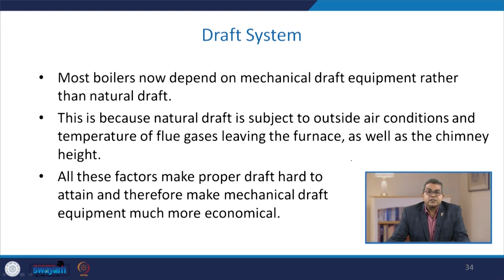Now, let us talk about the draft system. Most boilers now depend on mechanical draft equipment rather than natural draft, so that easy and free movement of the draft can be possible. One of the reasons, in a more scientific way, is that natural draft is subjected to the outside air conditions, the temperature of the flue gases leaving the furnace, as well as the chimney height. Apart from this, the composition of flue gases is also a contributing factor towards natural draft. All these factors make the proper draft extremely hard to attain, and therefore make mechanical draft equipment much more economical.